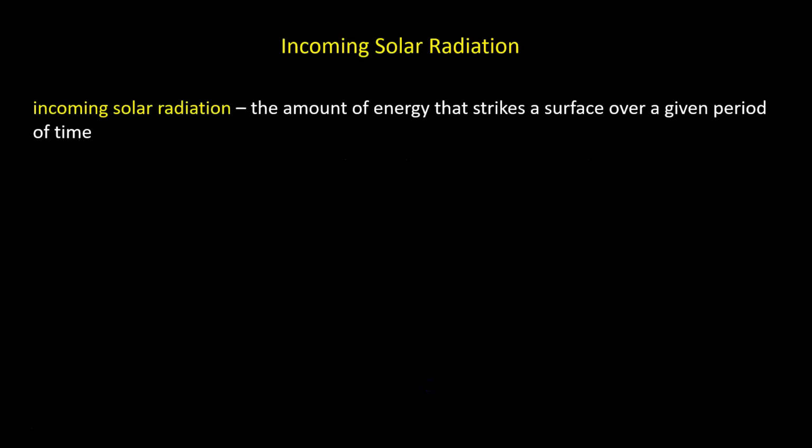Incoming solar radiation is the amount of energy that strikes a surface over a given unit of time. Now, before we move on, I want to make a quick note and let you know that we usually call this by another name, insolation. Insolation comes from parts of the words incoming solar radiation.